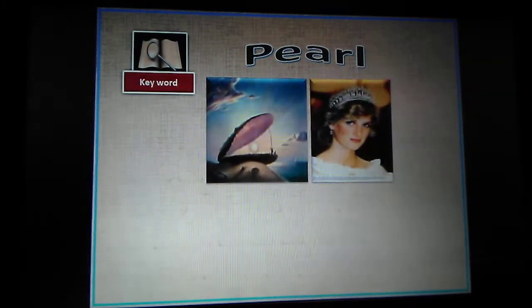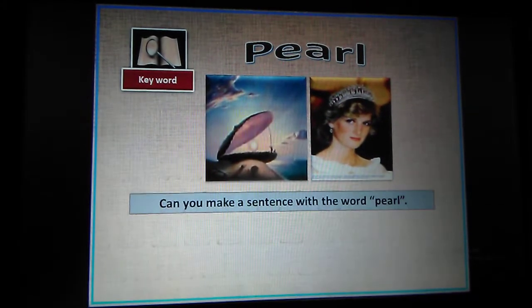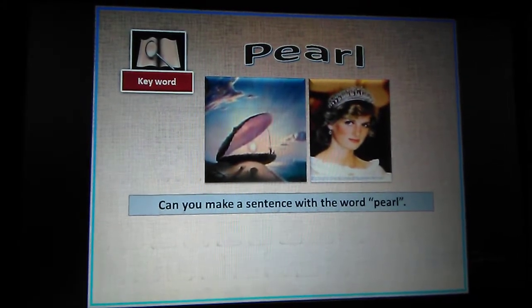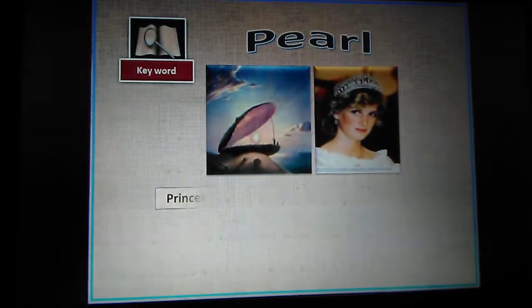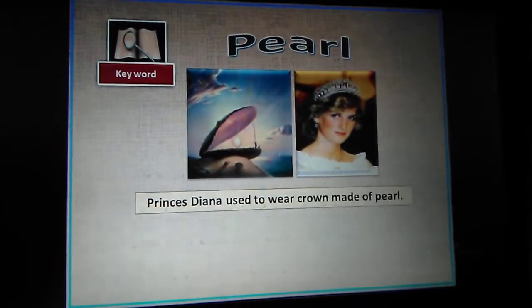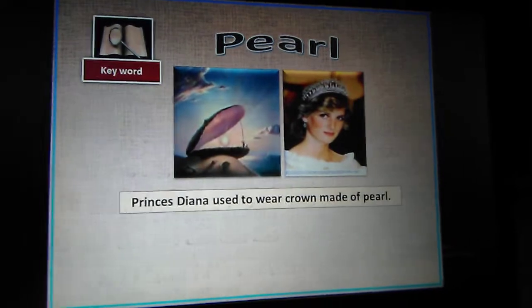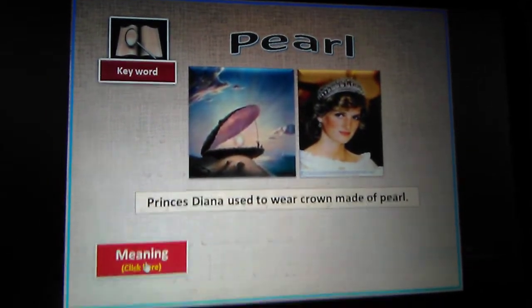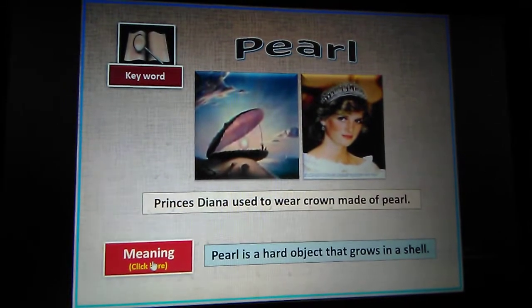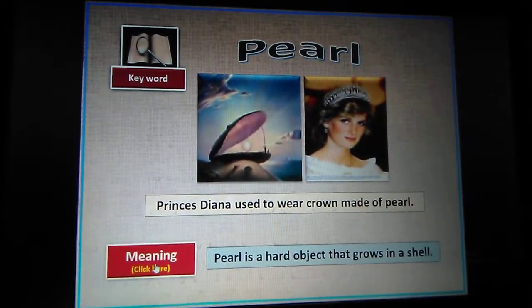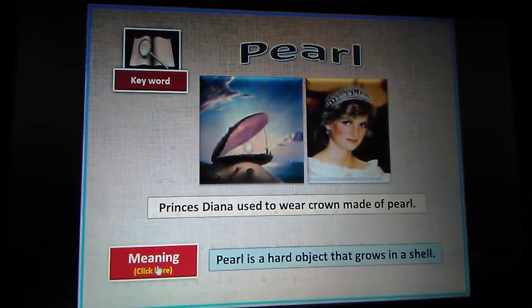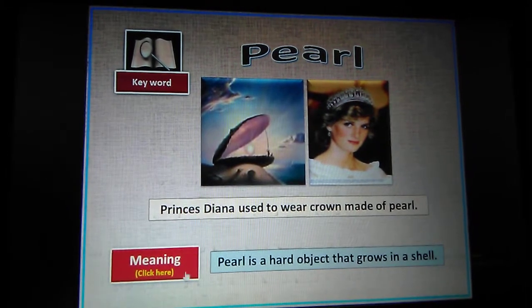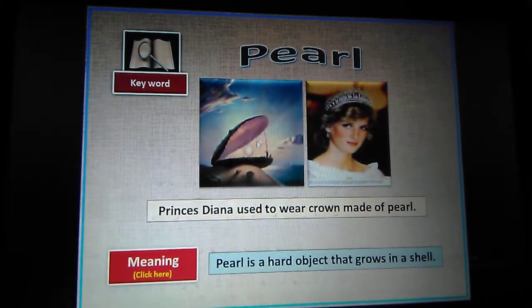Next keyword is pearl. Okay, we use this word in a sentence. Can you make a sentence with the word pearl? Yes, we can. Princess Diana used to wear a gown made of pearl. So what is the meaning? We go for the meaning of pearl. Pearl is a hard object that grows in a shell. You know, most of the time it grows in a shell, in the pond or in the river.